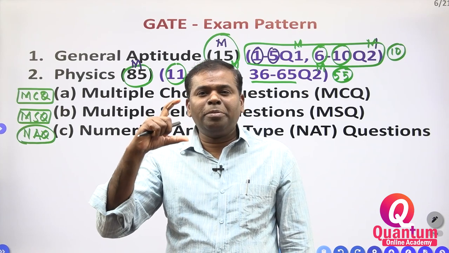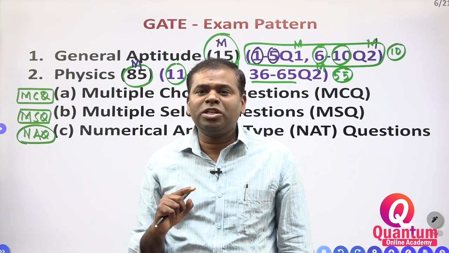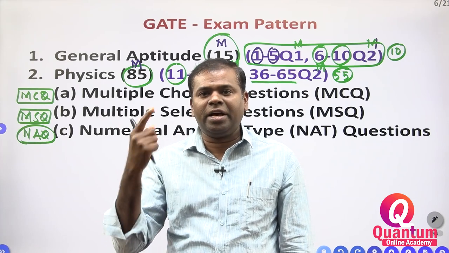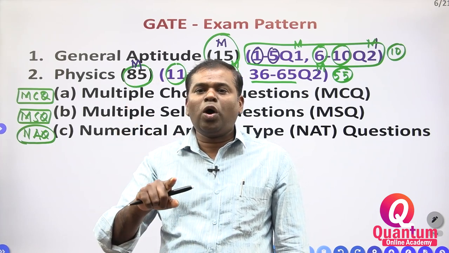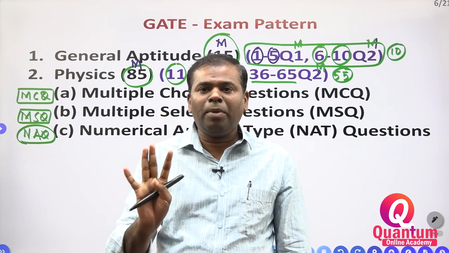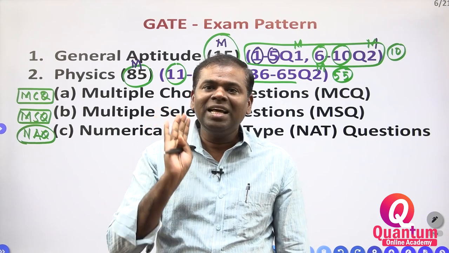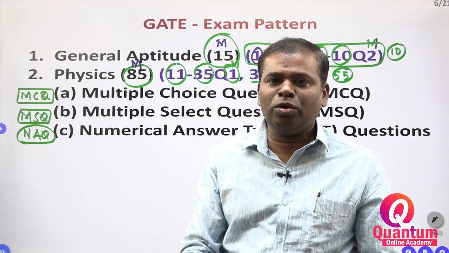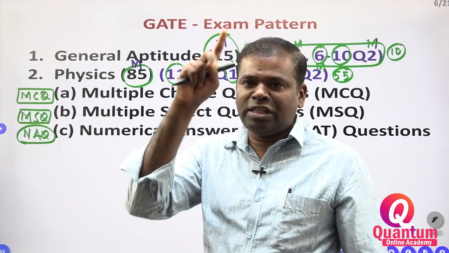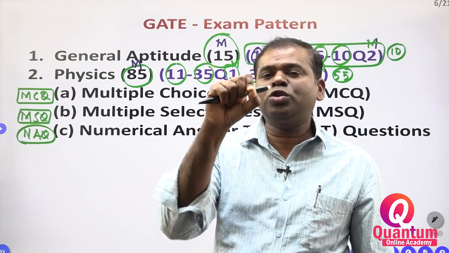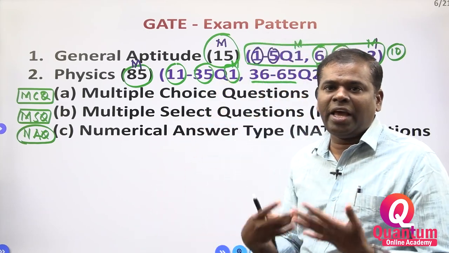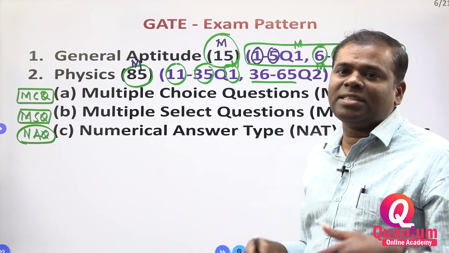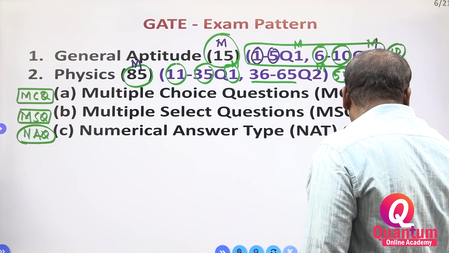Next, multiple select questions. Option A, option B, option C, three options may be written. Now you have to enter option A correct, option B correct, option C correct. Like that you have to enter. Then you will get the marks. Next, MCQ, obviously you know, multiple choice question. Among the multiple options, you have to choose one choice, whether it may be A or B or C or D, whatever it may be. That answer which is correct, you have to select.